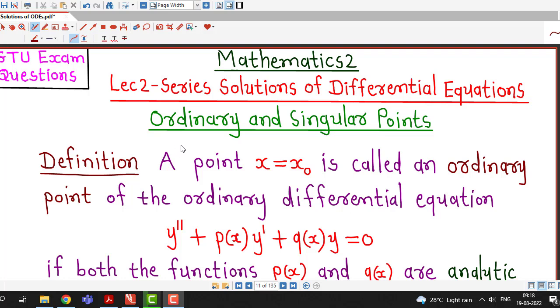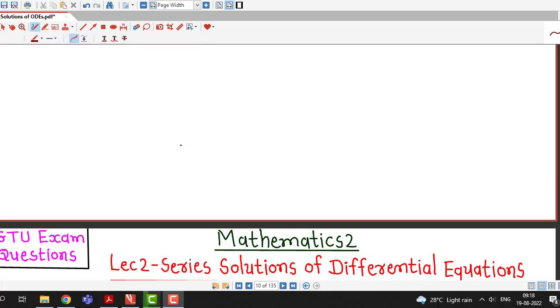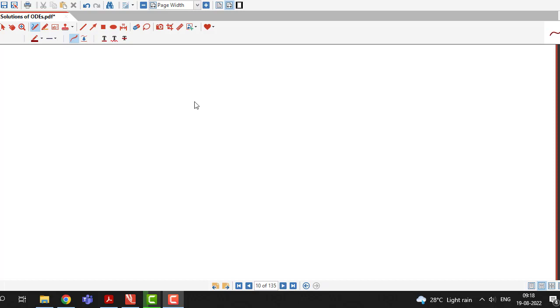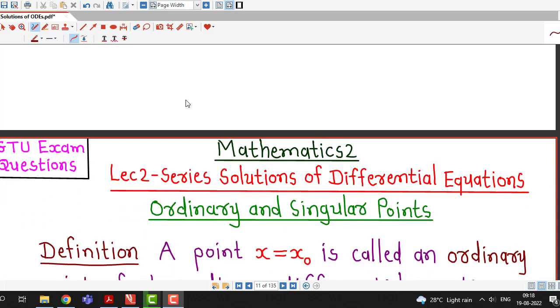In lecture number 1 we discussed analytic functions, and in this lecture we are going to discuss ordinary and singular points of differential equations. After that we will see how to decide series solutions of differential equations. So far we have not discussed how to obtain a series solution of a given differential equation. We are discussing the terminology required for this method, series solutions of differential equations.